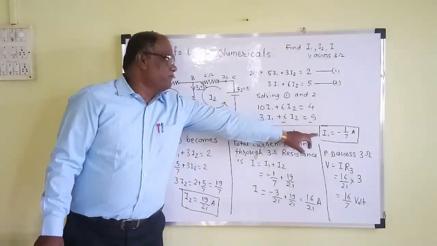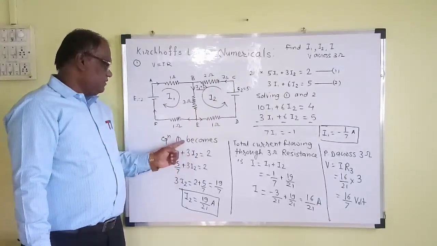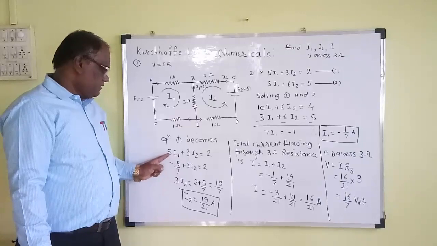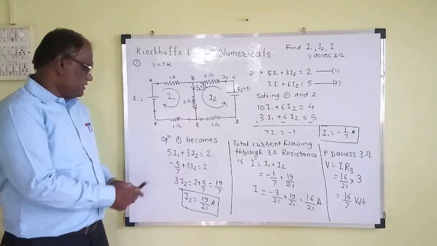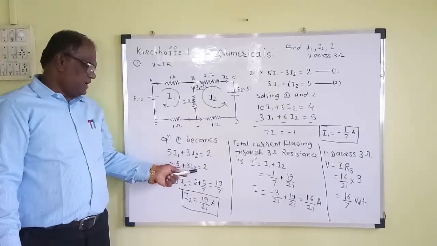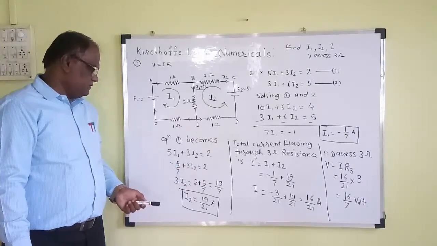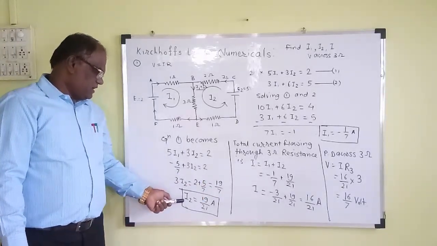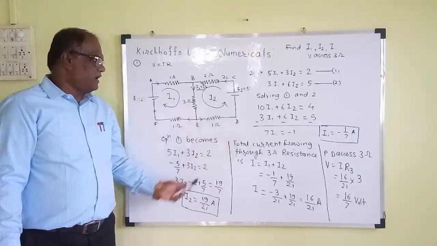Now put the value of I1 in any equation. Let equation 1 become, substitute the value of I1. 5I1, I1 is minus 1 by 7, minus 5 by 7 plus 3I2 is equal to 2. Transfer 5 by 7 to this side. 3I2 is equal to 19 by 7, and thus I2 is equal to 19 by 21. I1 and I2.